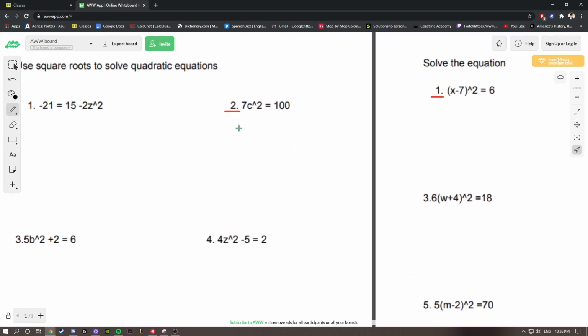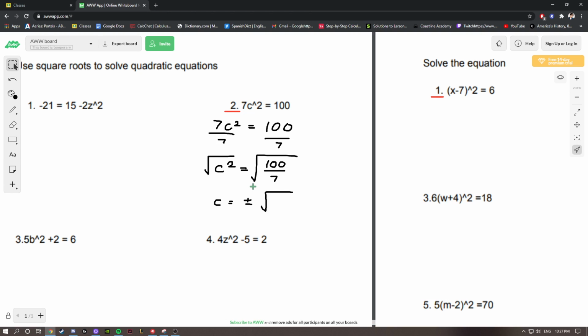Now, using square roots to solve quadratic equations. We have 7c squared equals 100. In order to solve for c, we first have to divide both sides by 7. So we get c squared is equal to 100 over 7. And then when we take the square root of both sides, we take the square root of this entire fraction. So we will get plus or minus.